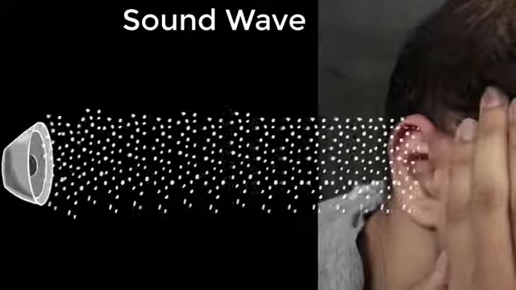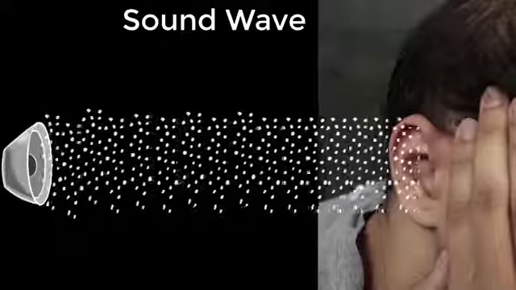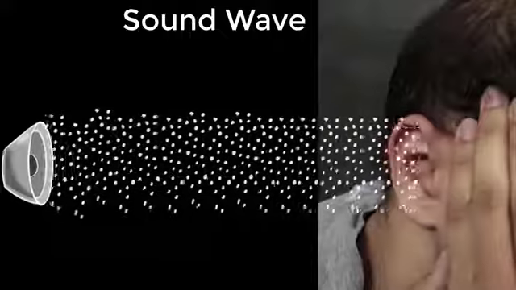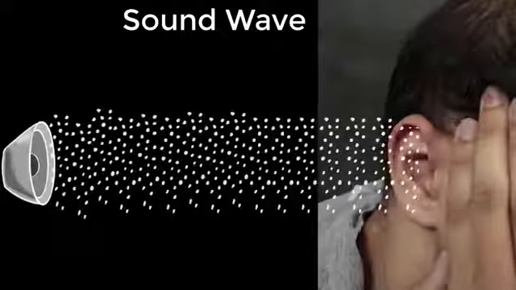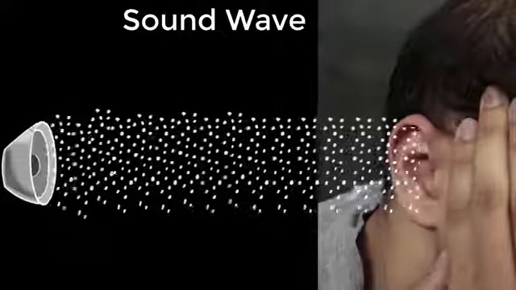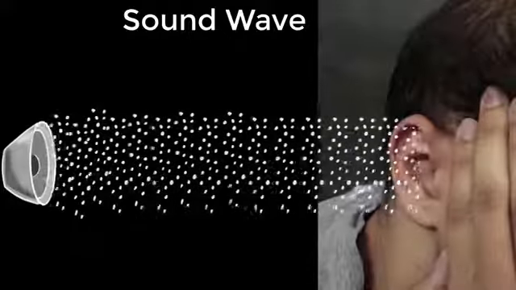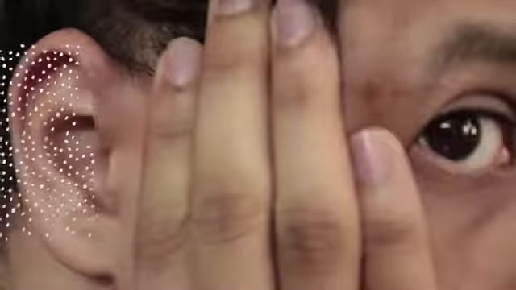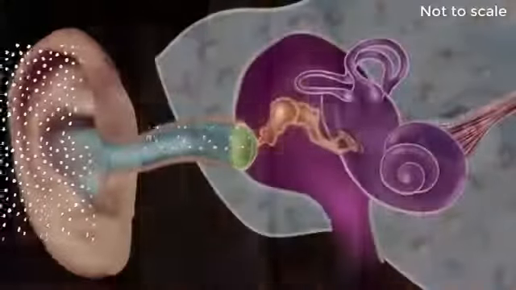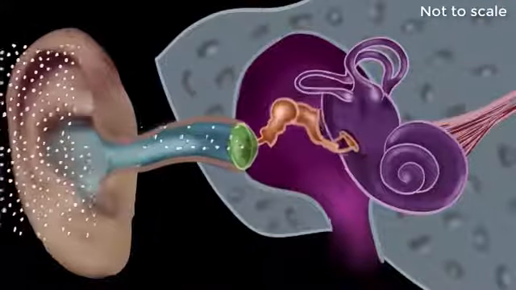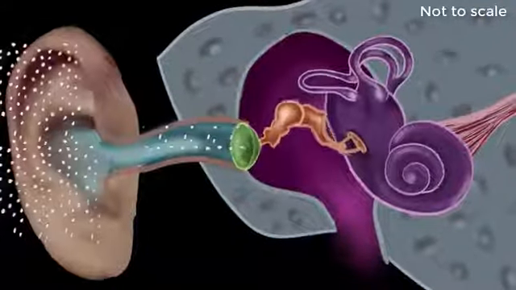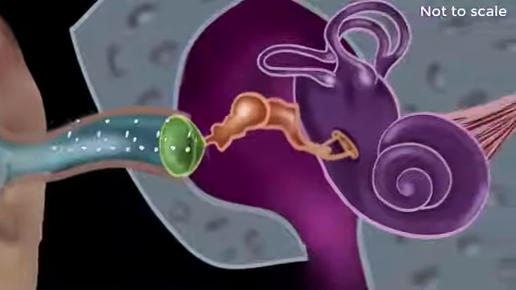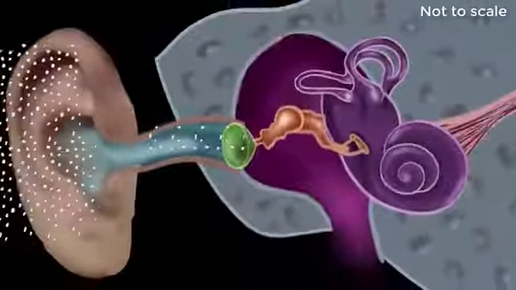But how does something as boring as air molecules going back and forth make us experience something like this? Well, for that, we need to look at our ear carefully. I mean the entire structure of the ear. So let's look at how the different parts of the ear work together to make us experience sound.